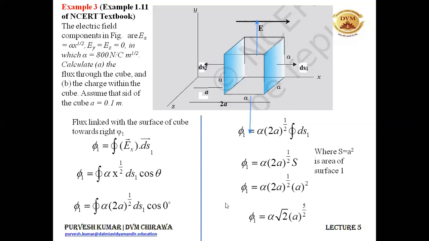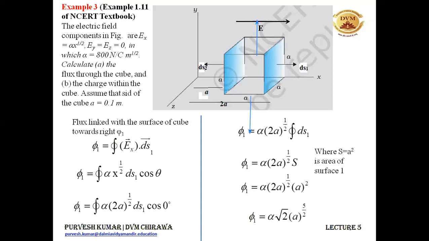So this is your final expression for flux phi 1, that is the flux linked through the surface of the cube towards the right. Again, I have written 2 to the power half as root 2, and a to the power half, on solving it with a square, comes out to be a to the power 5 by 2. Okay. I do hope it is really very clear to you.